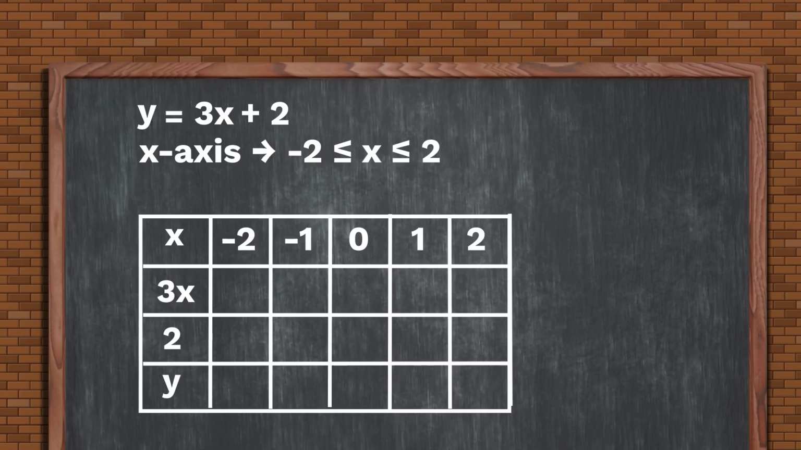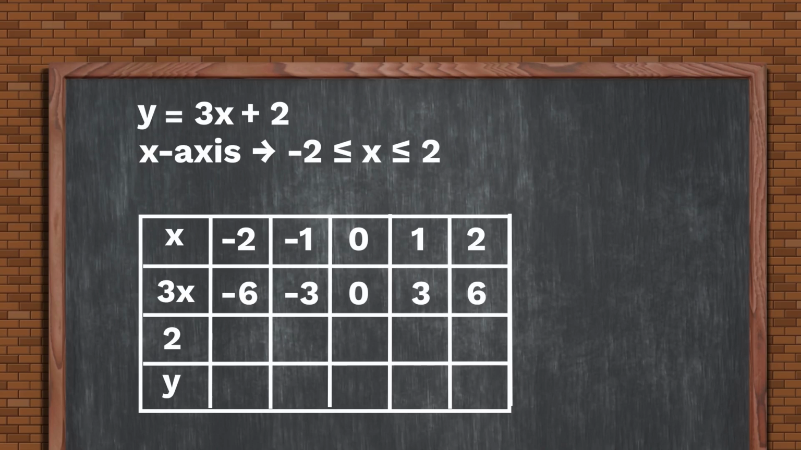Next, we fill the next row with values of 3x. For -2, 3x is -6. For -1, 3x is -3. For 0, 3x is 0. For 1, 3x is 3. And for 2, 3x is 6.